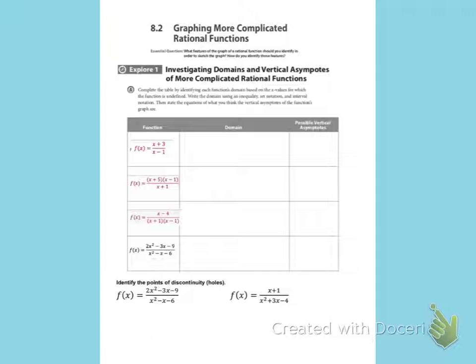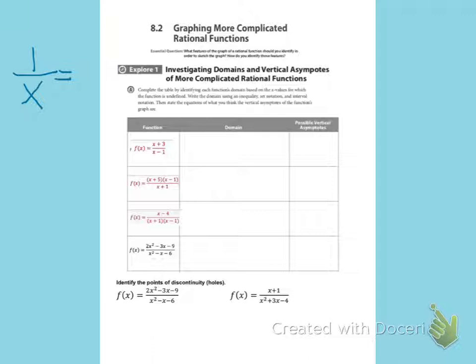In our last lesson, we graphed simple rational functions, so it makes sense that we're now moving on to more complicated rational functions. Remember, the ones we looked at in the last lesson were all different transformations of the parent function 1 over x, which is called the reciprocal function.